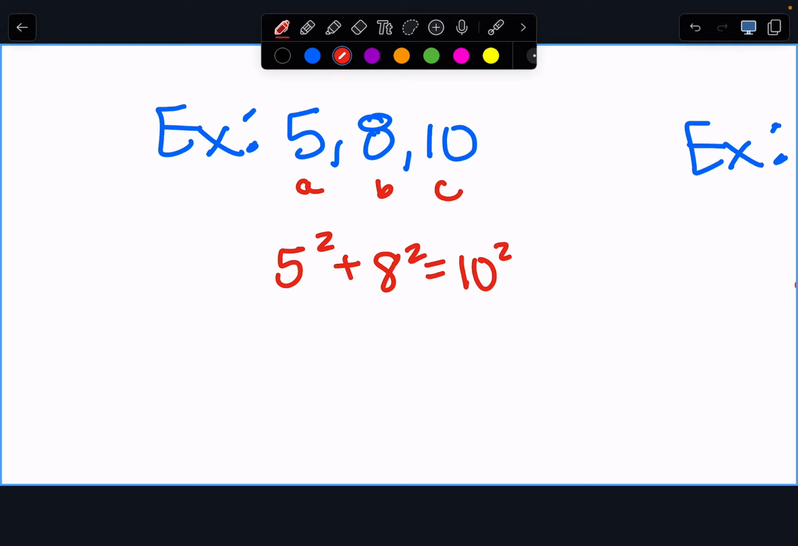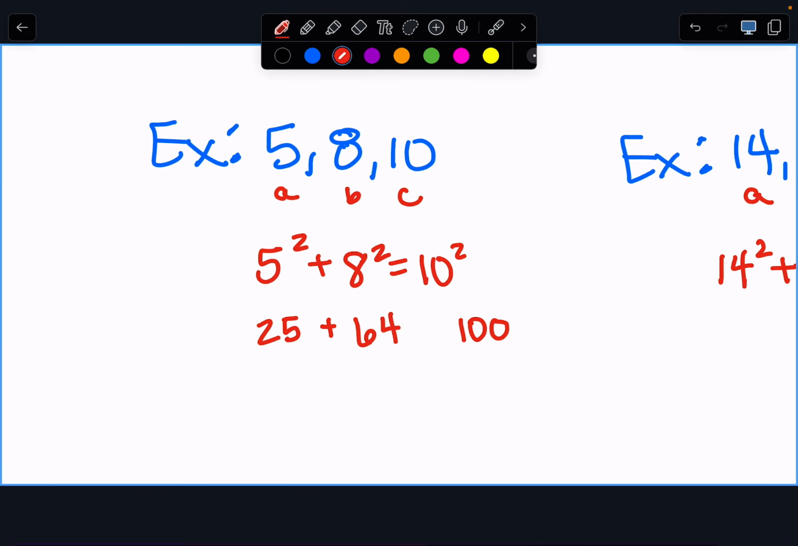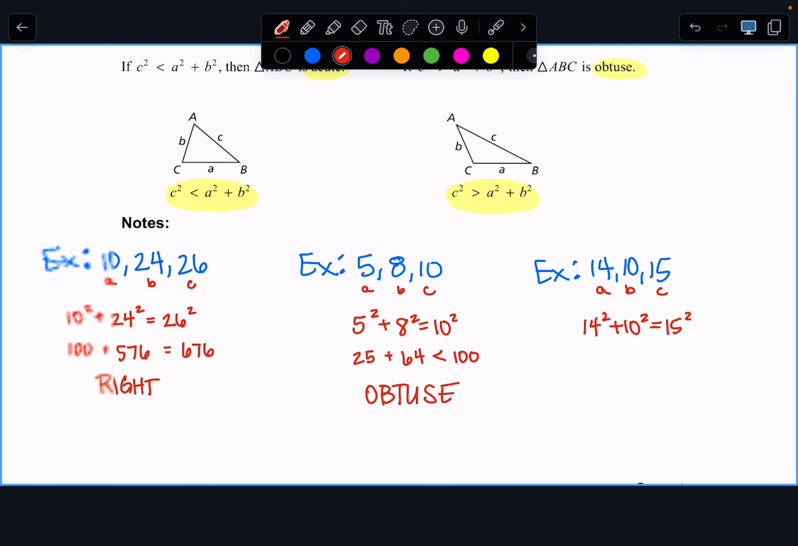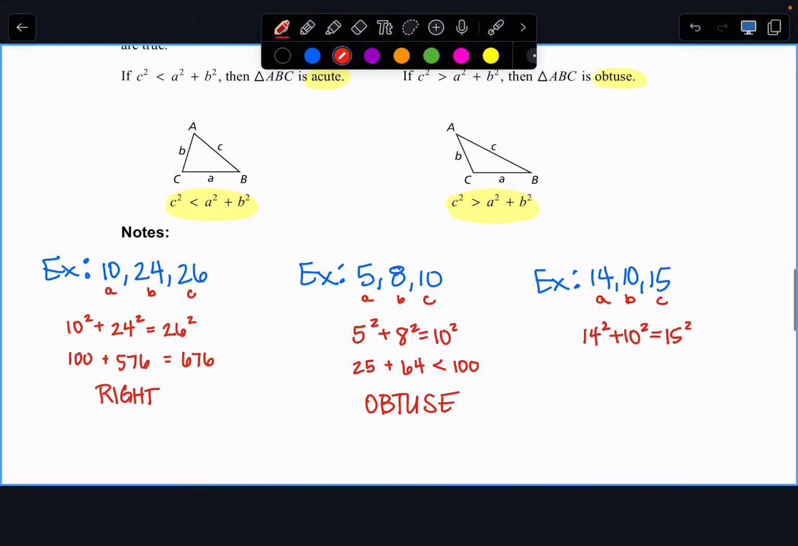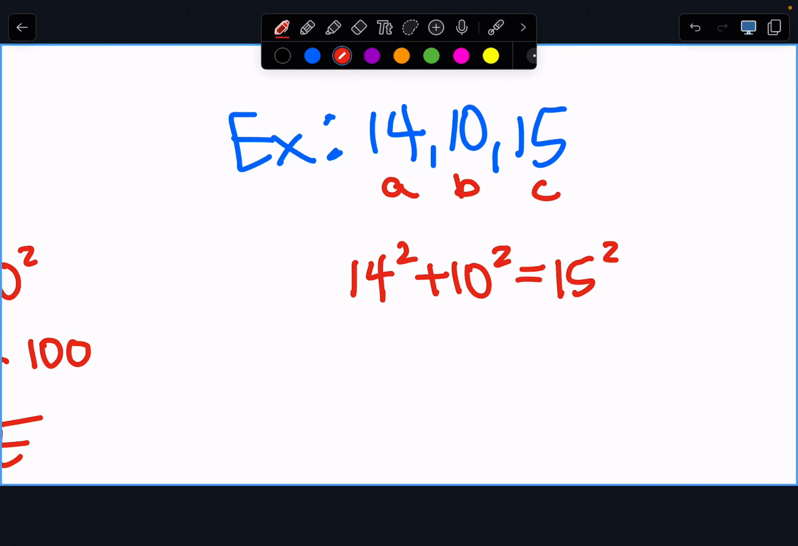All right, Natalie. Natalie, what kind of triangle is the second one? It's obtuse. If we take 25 plus 64, how does that compare to 100? Oh, so this is obtuse. So if c squared is bigger, it's obtuse. Yeah, that makes sense. All right, it's smaller than, it's acute.